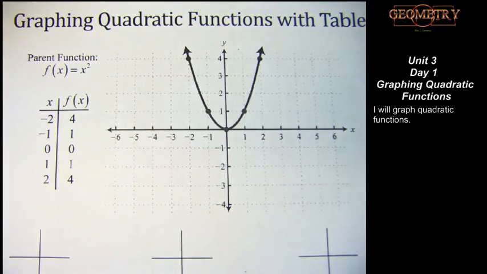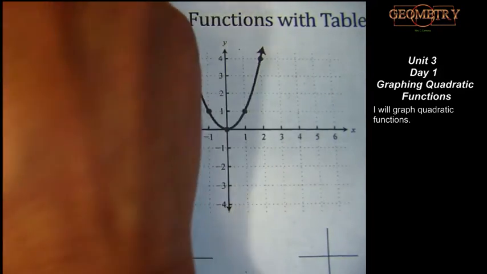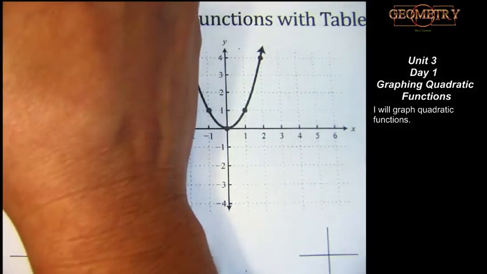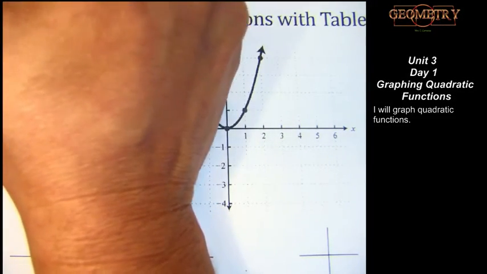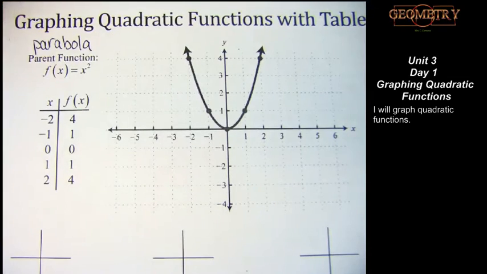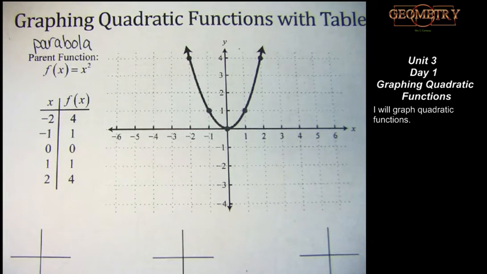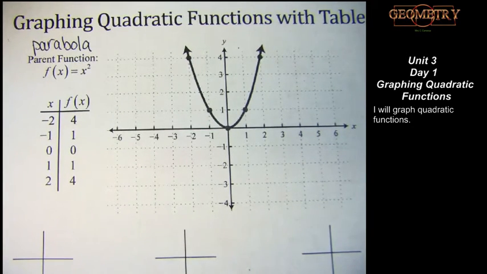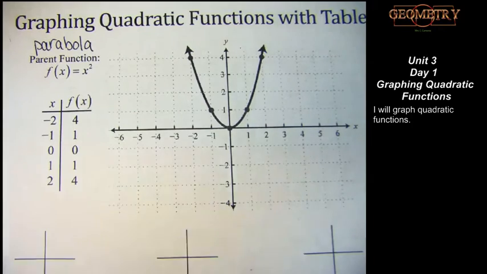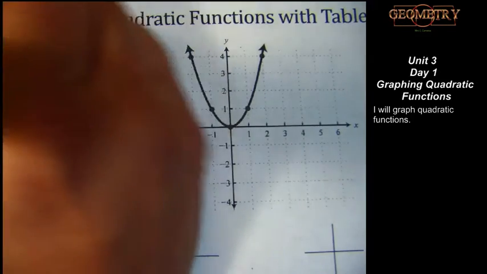What is this thing? It's a parabola. That's exactly how I have to say it in my head to spell it properly, because otherwise I misspell it every single time. It looks like this. This is what the parent function of that thing looks like.